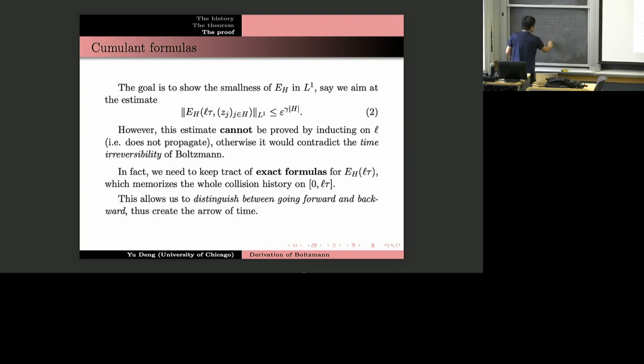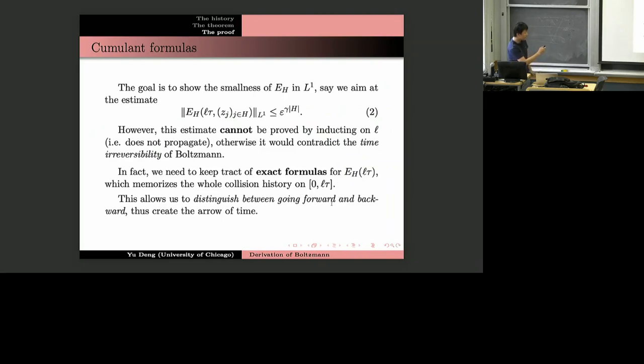Okay, so you can see that the expression of this EH is an extremely complicated thing that contains all the history in the multiple layers. However, it is absolutely necessary in our proof to keep track of the information of all these exact forms. And this is why this proof is so hard and it takes so many pages. And this is what allows us to distinguish between going forward and backwards and thus create this arrow.